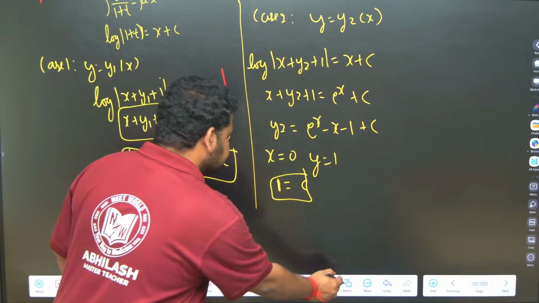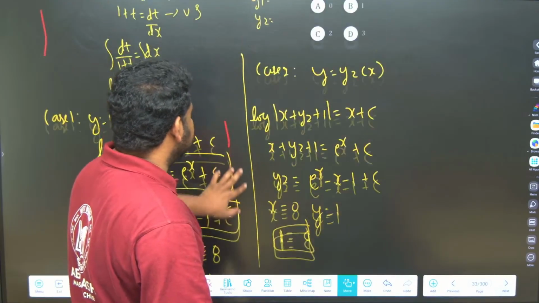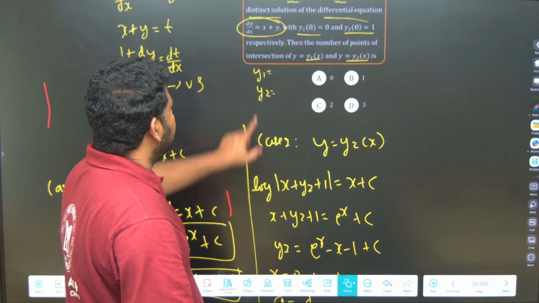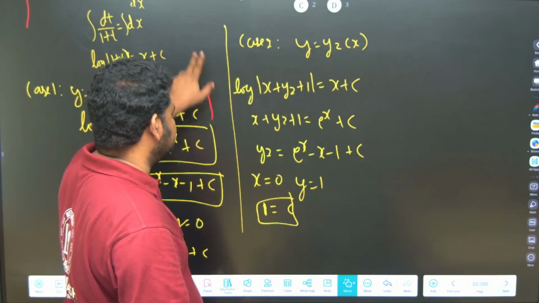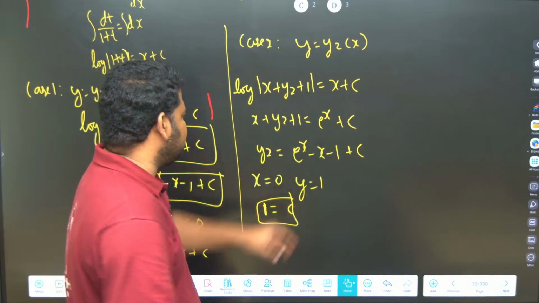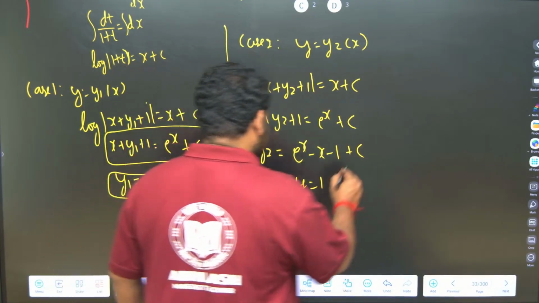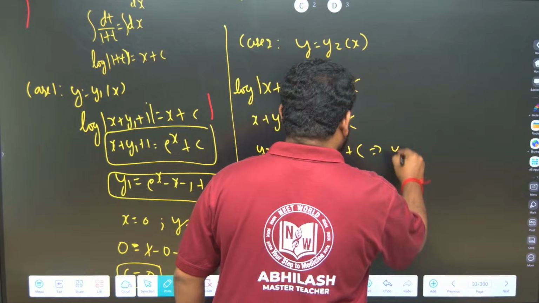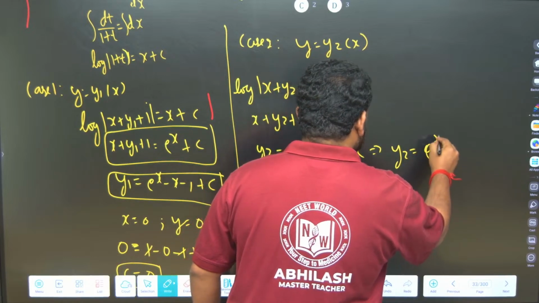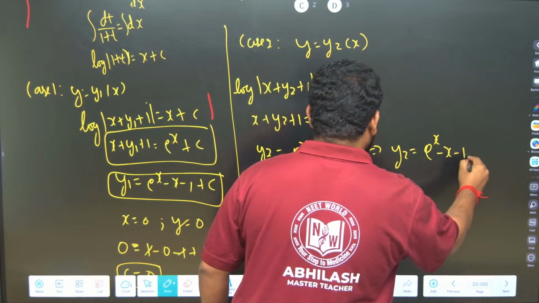Now what are they asking? They are asking how many solutions they have. If I put c is equal to 1 here, what will I get as the particular solution? If I put c is equal to 1 here, I will get y2 is equal to e power x minus 1 plus 1.